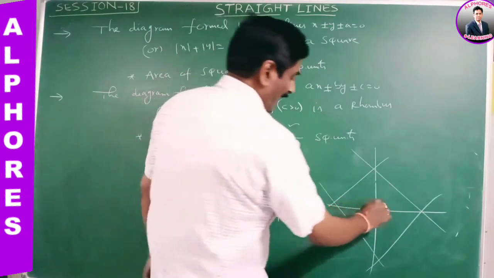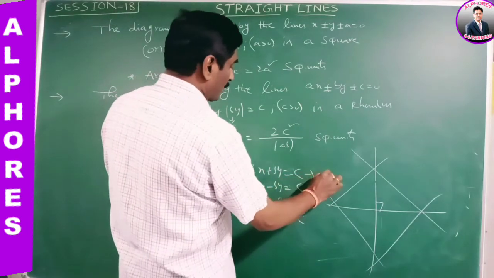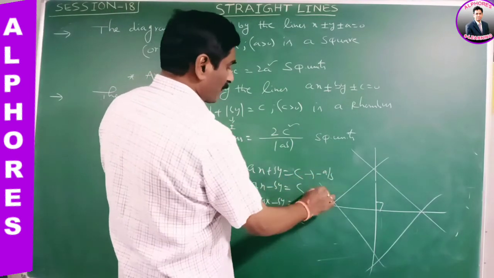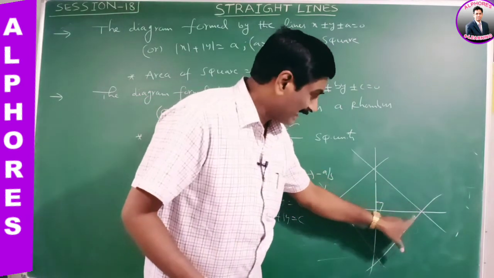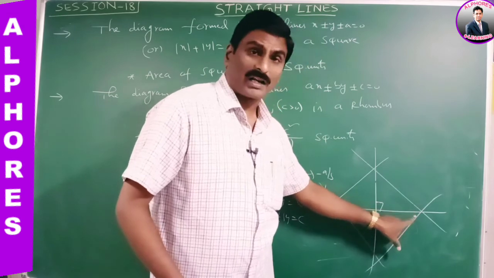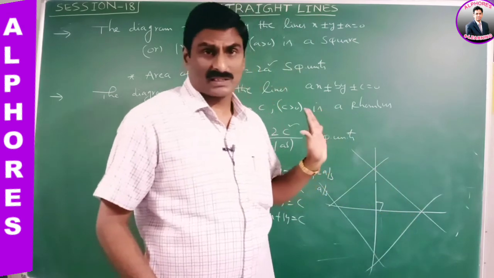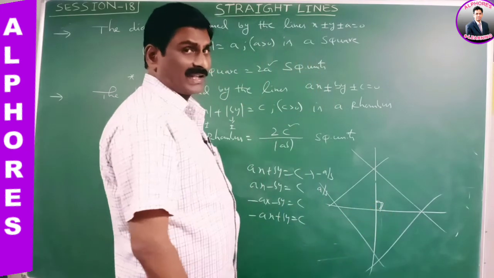The angle between the diagonals is 90 degrees. Observe this value. Slope of this line is minus A by B. Slope of this line is A by B. Here M1 M2 is not equal to minus 1. If M1 M2 is equal to minus 1, this angle is 90 degrees, and definitely it is a square. Here M1 M2 is not equal to minus 1, so it must be a rhombus. Okay, here the angle between the diagonals is 90 degrees, so it is a rhombus.